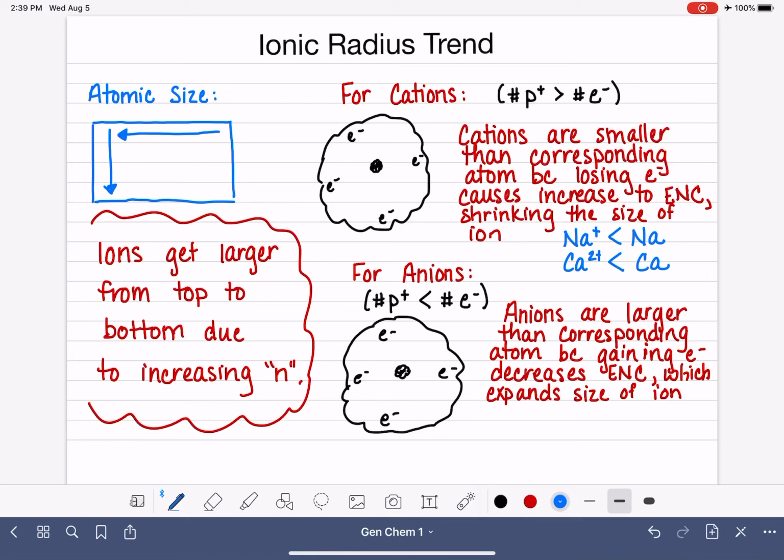And again, when we're looking at the size of anions, we can only compare an anion to its corresponding atom. So we can say that the fluoride ion is larger than the fluorine atom, or the chloride ion is larger than the chlorine atom. But what we can't do is, for example, compare the size of fluoride with chlorine, or fluoride with calcium. We could do that kind of thing indirectly, but definitely we can't make a quick and fast comparison between an ion of one atom and an atom that's completely different.